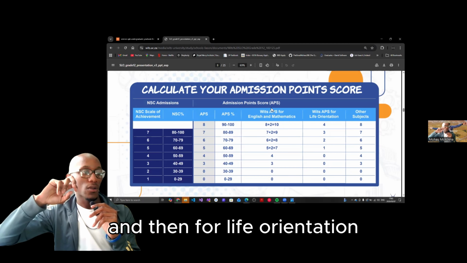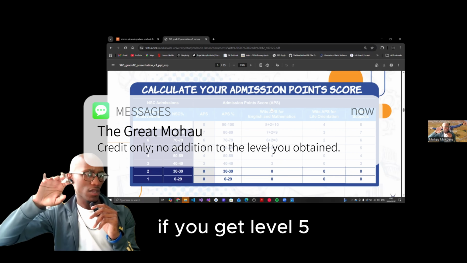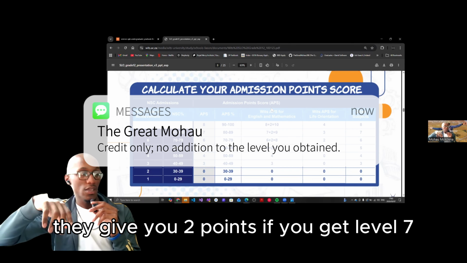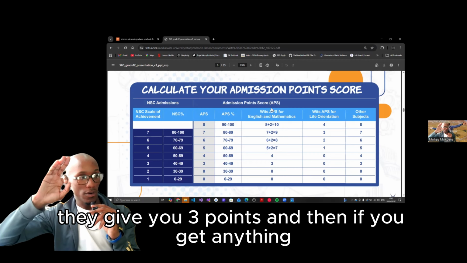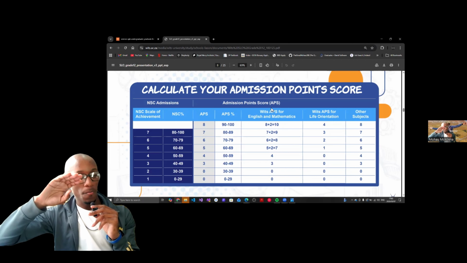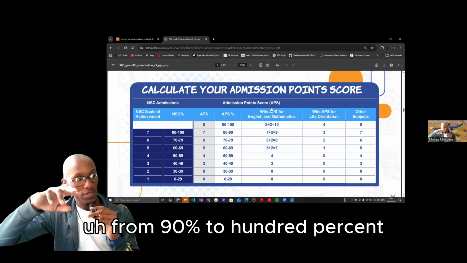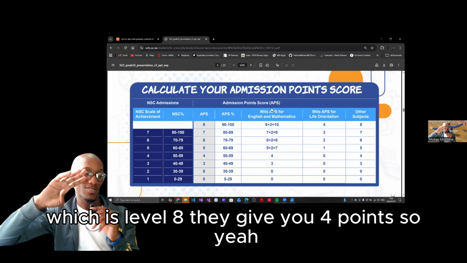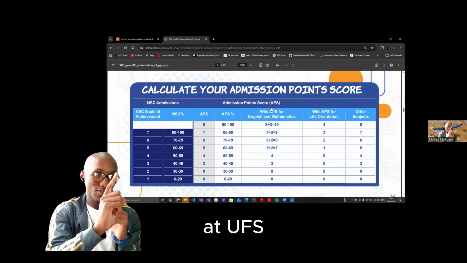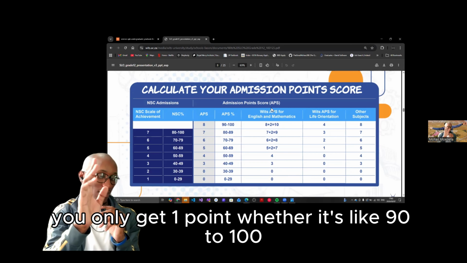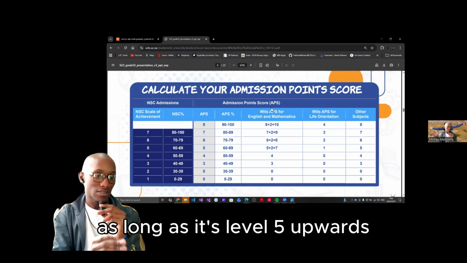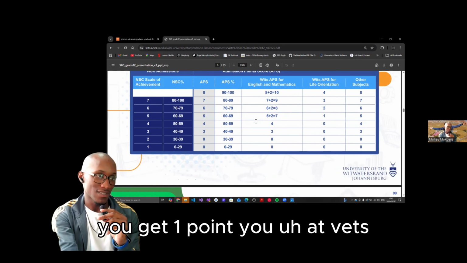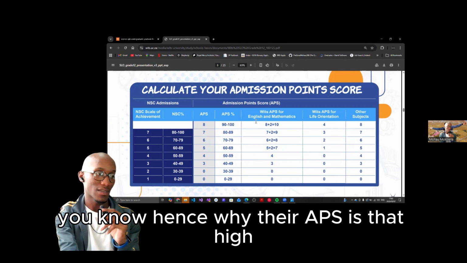And then for life orientation, if you get level 5, they give you 1 point. If you get level 6, they give you 2 points. If you get level 7, they give you 3 points. And if you get anything from 90% to 100%, which is level 8, they give you 4 points. So at UFS, you only get 1 point, whether it's 90 to 100 or anything, as long as it's level 5 upwards. At WITS, hence why their APS is that high.